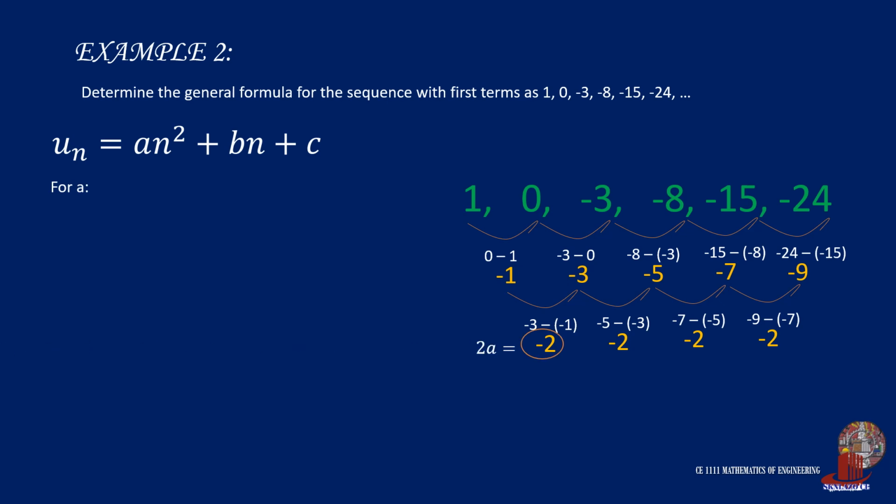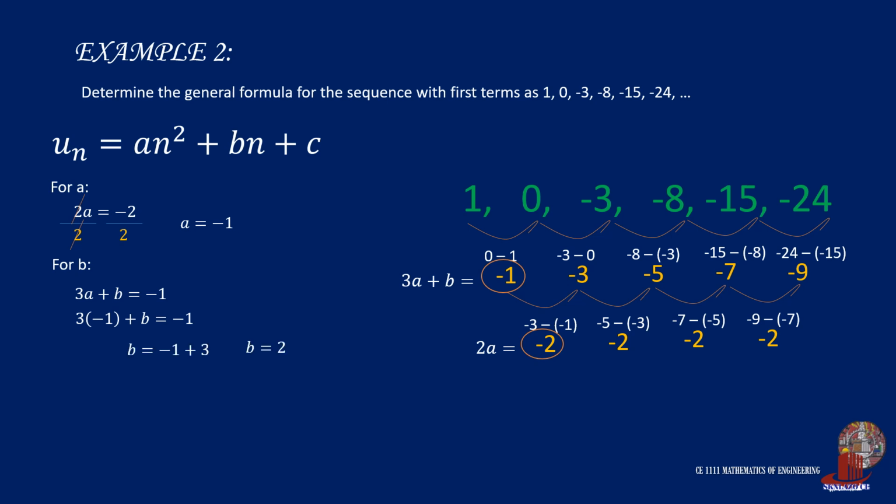So for a, we use the first term of the second difference and equate this to 2a. That makes the equation 2a is equal to -2. Then by dividing everything by 2 makes a equal to -1. b, on the other hand, is computed by equating the first term of the first difference with 3a plus b. So the equation is 3a plus b is equal to -1. Now plug the value of a into the equation, making it 3 times -1 plus b is equal to -1. 3 is transposed to the other end of the equation, making b equal to 2.